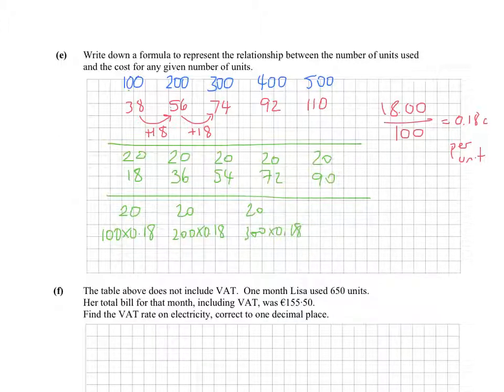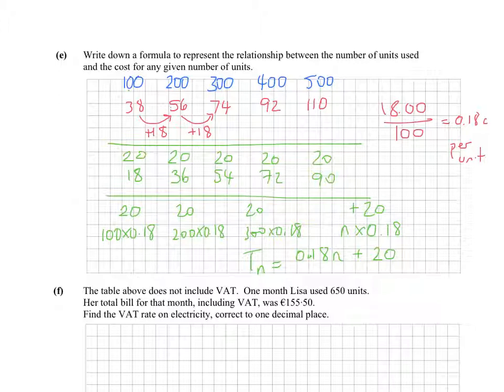So for n amount of units, we're going to have n lots of 0.18 plus the 20 euros standing charge. And so our formula in general, our Tn expression, is going to be 0.18 lots of n plus 20.